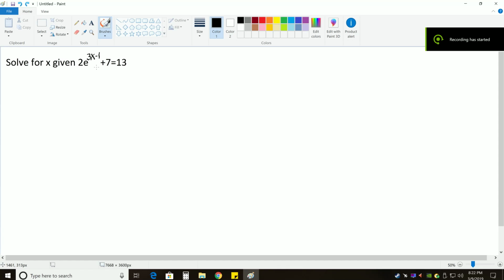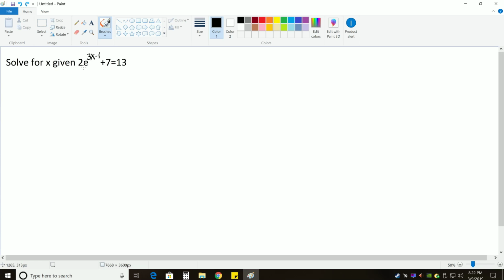Okay, so in this problem, we're solving an exponential equation. We have 2e^(3x-1) + 7 = 13. When we go through this problem, it's very similar to solving something like 2x + 1 = 5. Your first step is to add and subtract, then the second step is to multiply or divide. In essence, you're just trying to get the x alone.